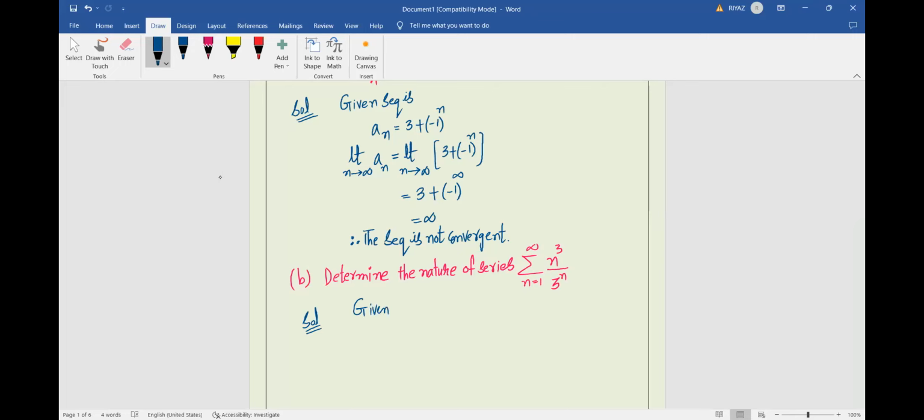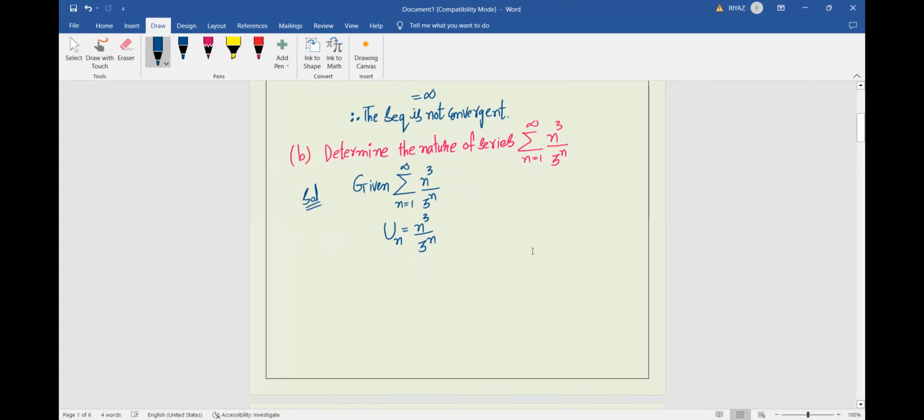Given: un equals n cubed by 3 to the power n, summation n equals 1 to infinity of n to the power of 3 by 3 to the power of n. So next step, you write summation value is nothing but the un value. In this way we write. The un value is n to the power of 3 by 3 to the power of n.